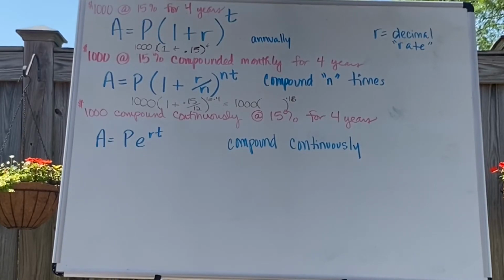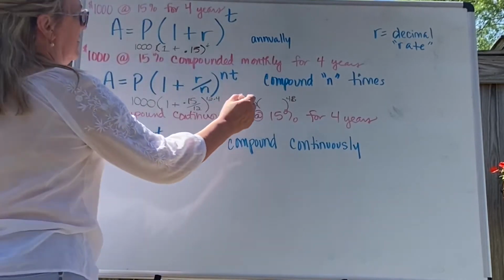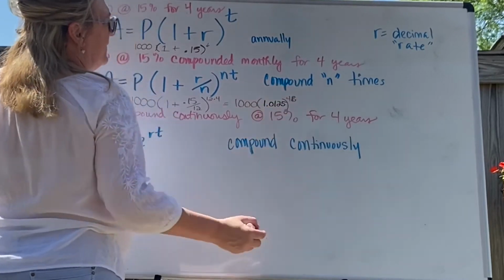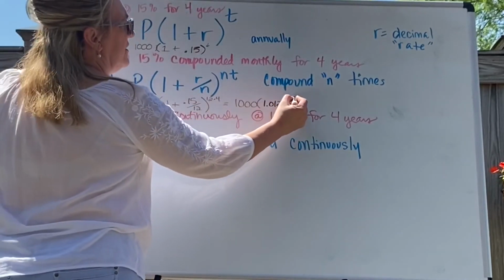I'm going to press 1 plus parentheses 0.15 divided by 12, close the parentheses, and then hit enter. The reason I'm using the parentheses is it's telling the calculator that I want you to divide that and get that decimal before you add 1. You end up getting 1.0125. And 12 times 4 is 48.